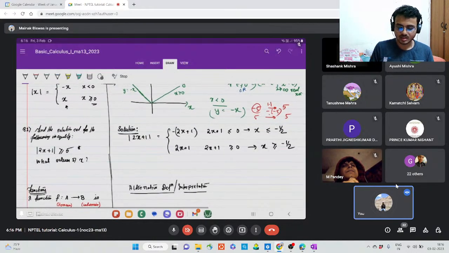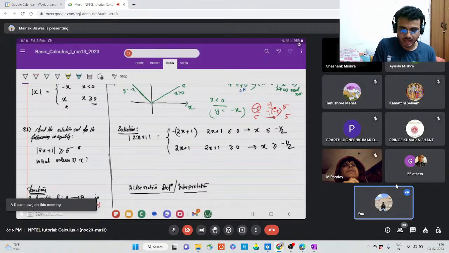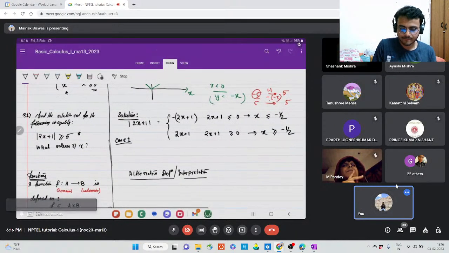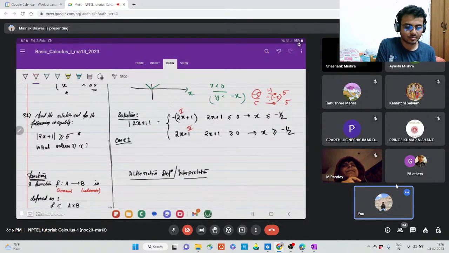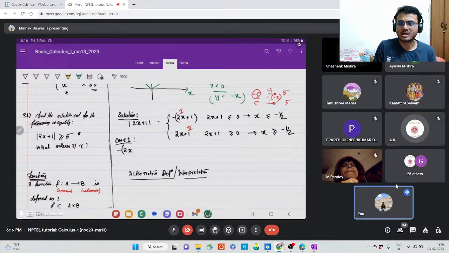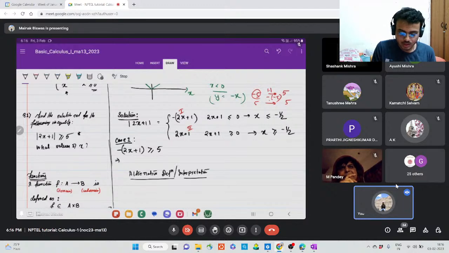So let's try and solve it. So let's take this as case 1 and this as case 2. In case 1, as Prarthi pointed out, minus of 2x plus 1 is greater than or equal to 5 would be the solution. And then we can solve for it.